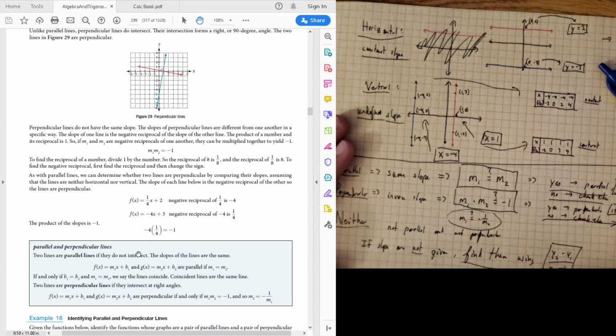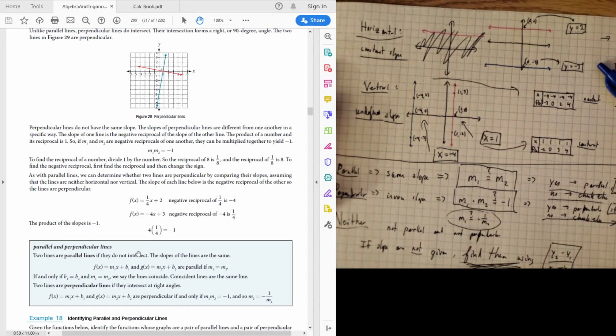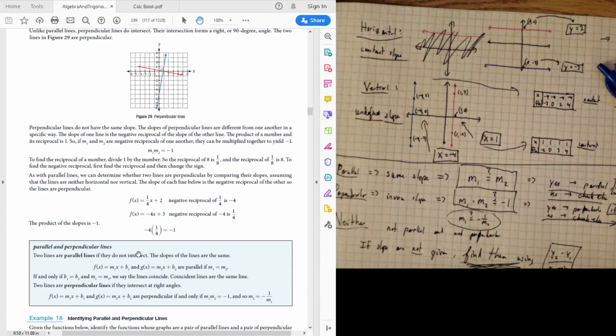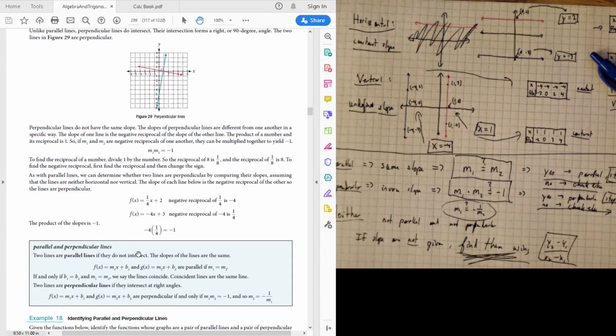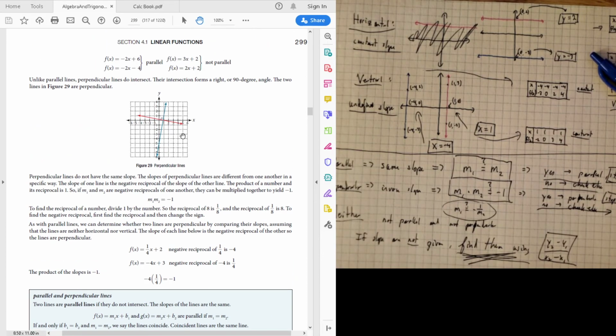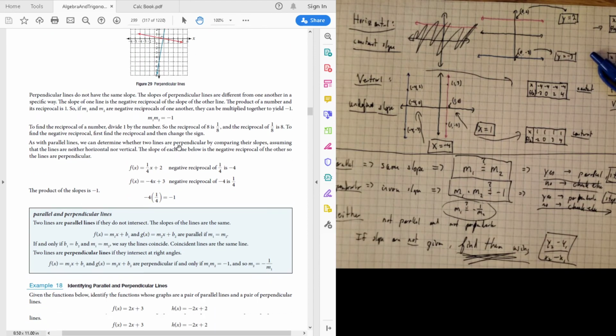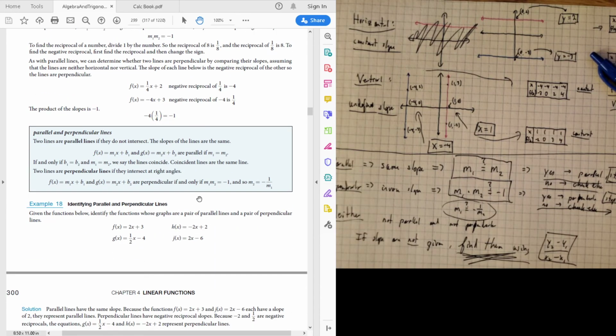find them. It is not a threat. It is a promise. Find them or else. That's the threat. Okay? Find the slopes if you're not given them. If you're given a picture, use rise over run. Okay? Make it simpler on yourself. But make sure you can determine from a list whether they are parallel or perpendicular.